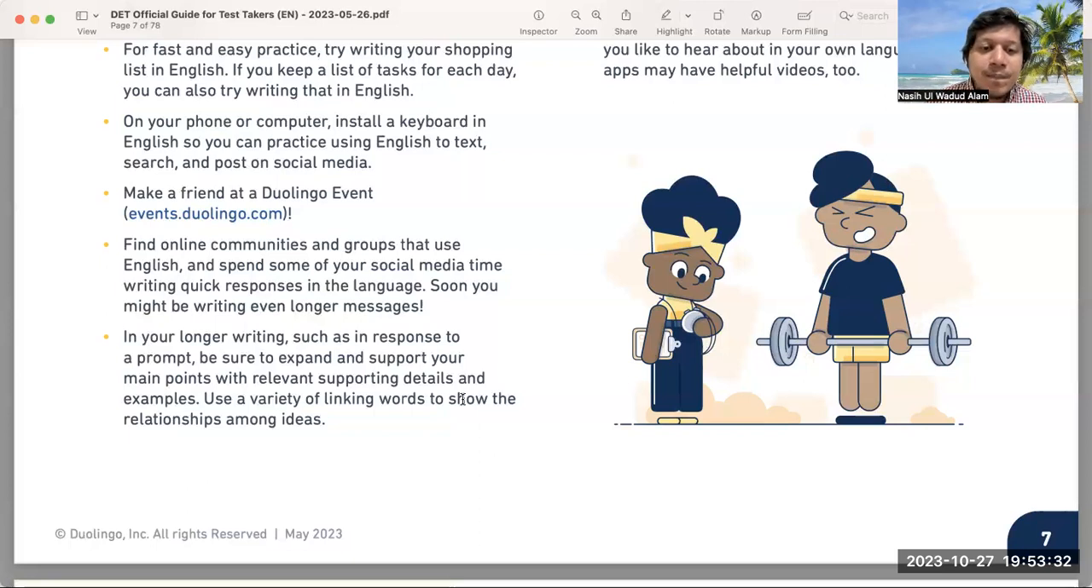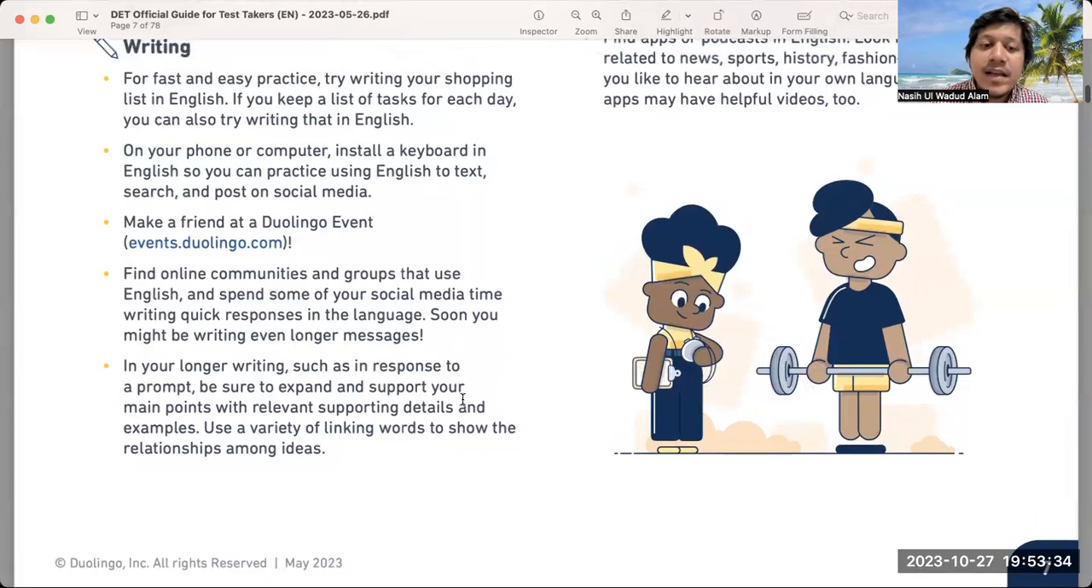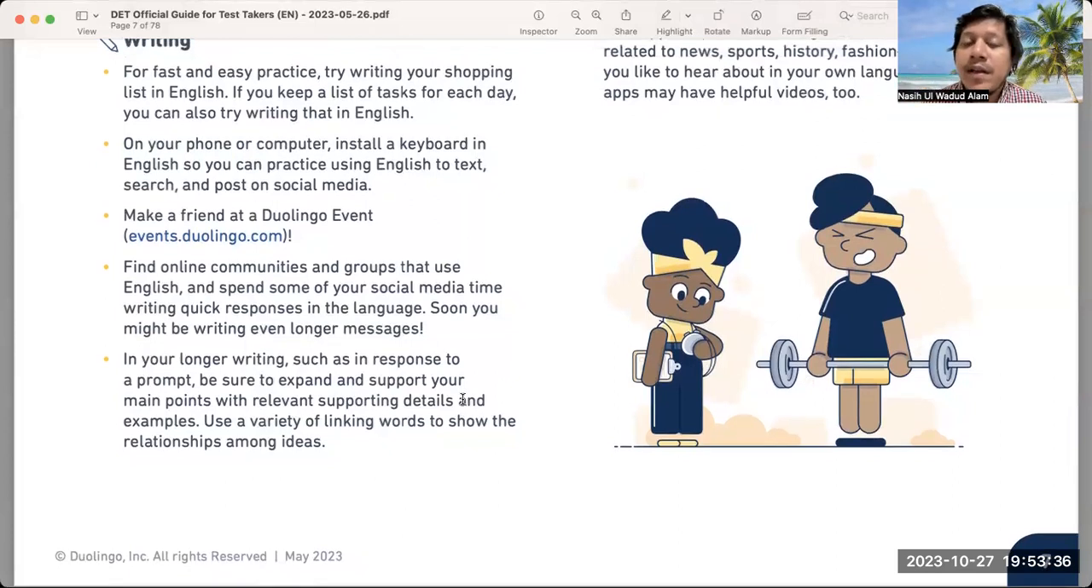Then there are linking words. Use a variety of linking words. If you want to add more, you can say furthermore, moreover. If you want to contradict something, you can write however, but, on the other hand, something like that.